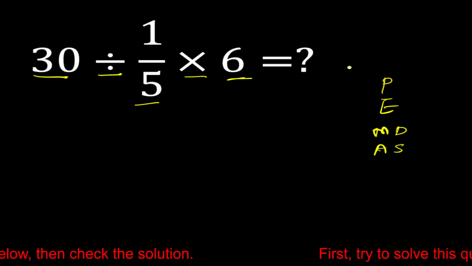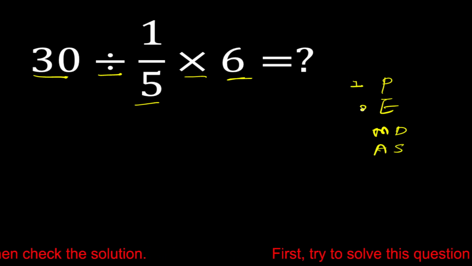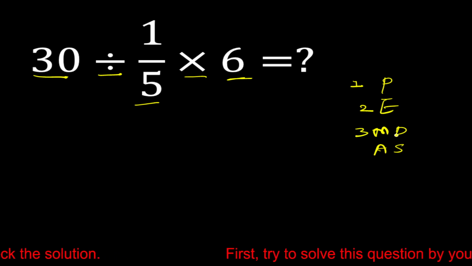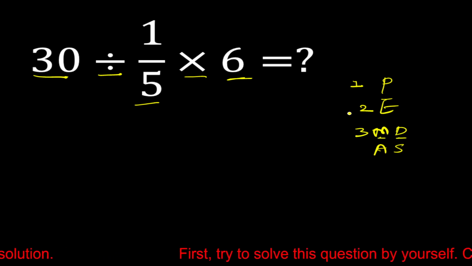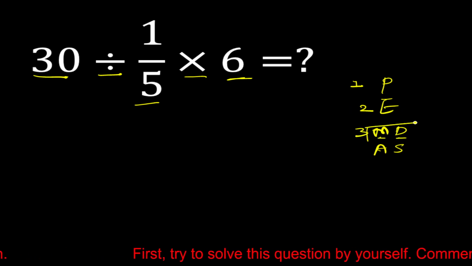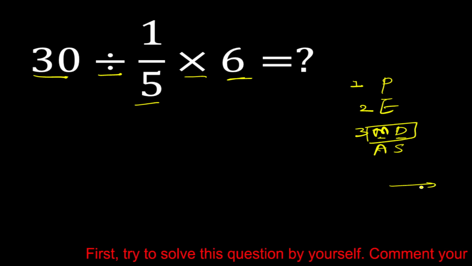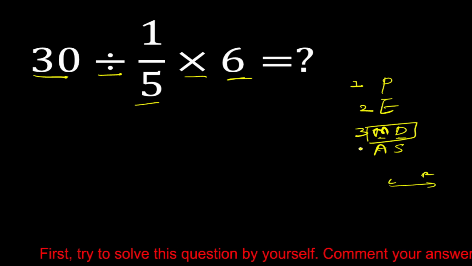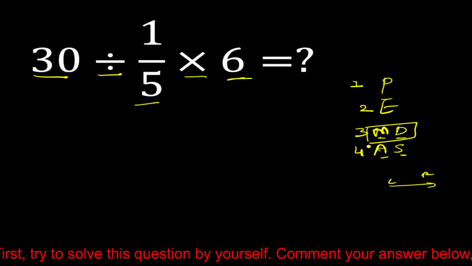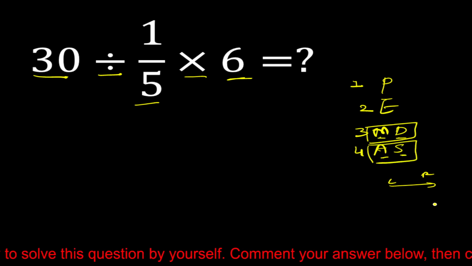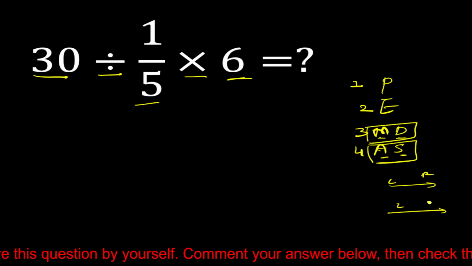P-E-M-D-A-S. According to PEMDAS, first priority is parenthesis, then second priority is exponents, third priority is multiplication and division. Here multiplication and division both have equal priority, so we have to solve it from left to right. Okay, then fourth and last priority is addition and subtraction. Also addition and subtraction both have equal priority, so we have to solve it from left to right.